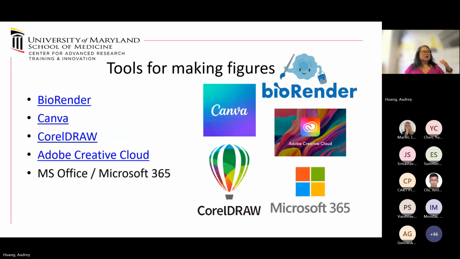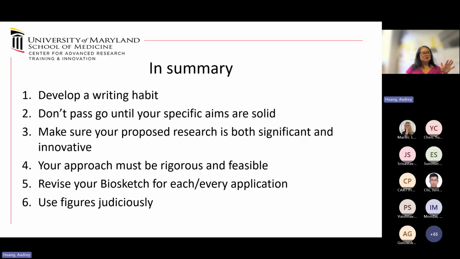Okay. Lots of tools out there. BioRender, I'm sure you're all aware of. Other tools, I'm not going to belabor this. You're probably already using some of these. Lots of things out there that you can use.